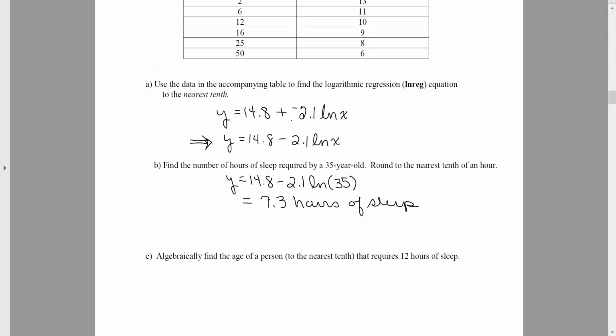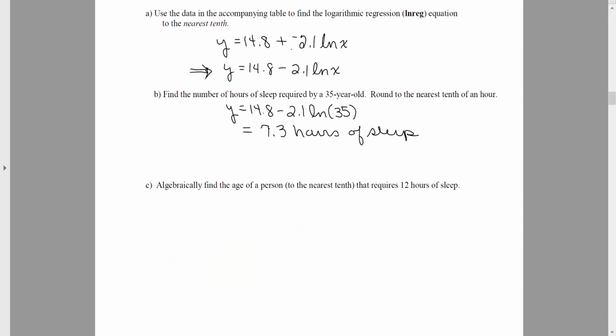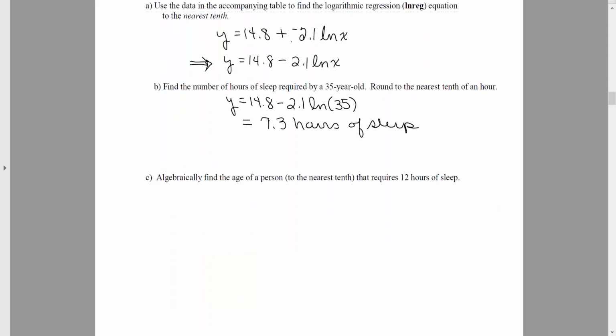But before we do that, let's take a look at our chart again. So we're looking for someone that requires 12 hours of sleep. That's going to be someone between the ages of 2 and 6, right? Because a 2-year-old needs 13 hours, a 6-year-old needs 11 hours. So it's somebody between the ages of 2 and 6 that's going to require 12 hours, just to kind of give us an idea of what our answer should look like. So I'm going to plug in the 12 for y: 12 equals 14.8 minus 2.1 natural log of x.